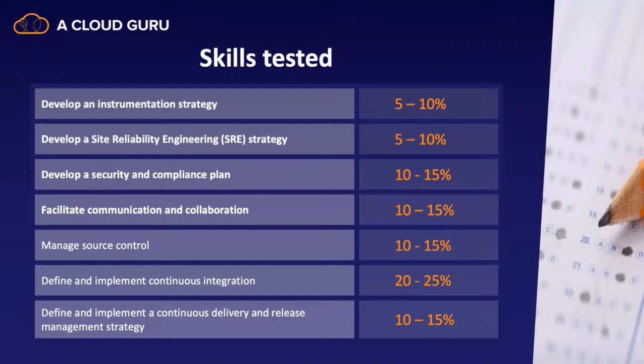And then we have managing source control sitting at 10 to 15%. And then the biggest, beefiest amount that you're going to need as prerequisite knowledge for this course is defining and implementing continuous integration, sitting at 20 to 25%. It's really important that you spend a lot of time understanding implementing continuous integration inside of your environments, or have good knowledge of doing so. And then finally, defining and implementing a continuous delivery and release management strategy, also sitting at 10 to 15%.